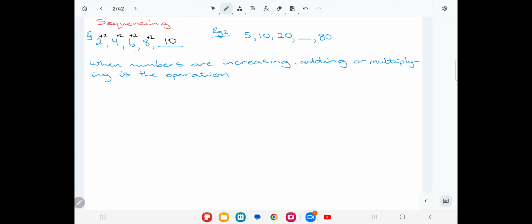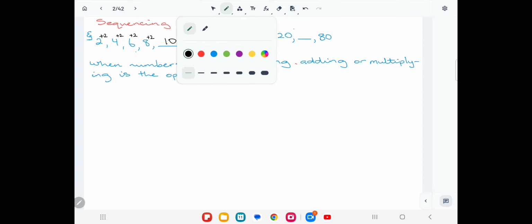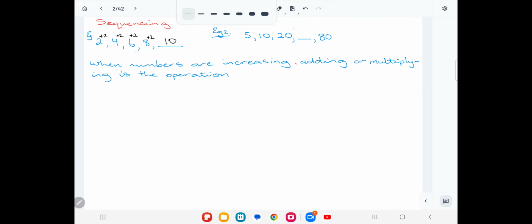So if we move from 10 to 20 and we were using plus 5, we will realize that the next number is supposed to be 15, but however we have 20. So which shows that we needed to multiply. So the pattern here was formed by multiplying by 2. Alright, so 5 multiplied by 2 is 10, 10 multiplied by 2 is 20, 20 multiplied by 2 is 40, 40 multiplied by 2 is 80. So the pattern there was formed by multiplication, right?